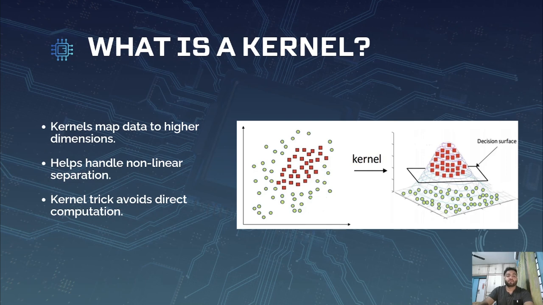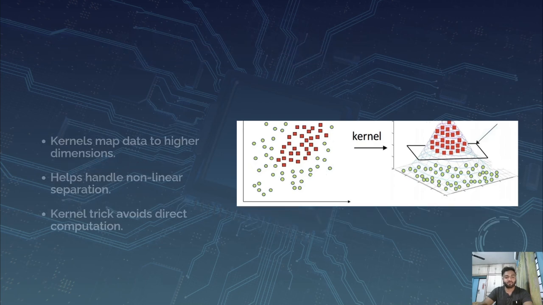Now let us talk about the concept of kernels in SVM. Kernels are the key to making SVM work in high-dimensional or non-linear spaces. The basic idea is that data that isn't linearly separable in its original space can be transformed into a high-dimensional space where it is easier to separate. SVM uses the kernel trick, which allows us to compute the decision boundary in the higher dimensional space without explicitly transforming the data. This makes the algorithm computationally efficient.